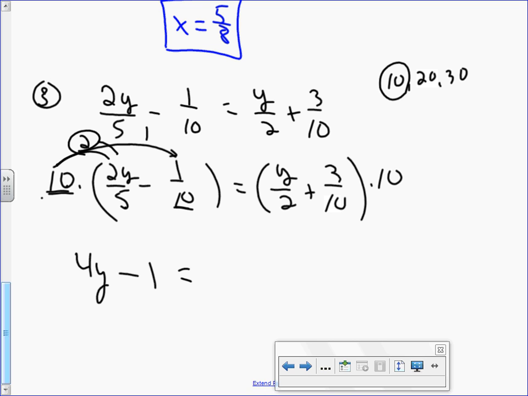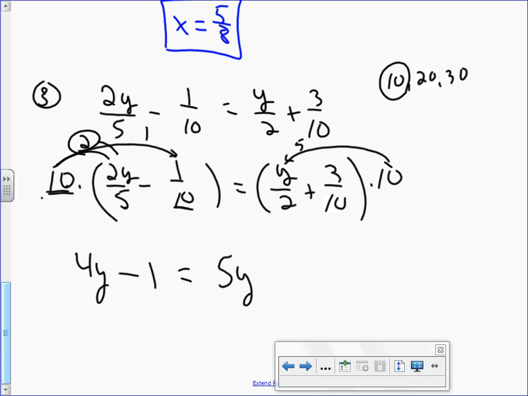Yes? Okay, on the right side, you're going to take this 10 over here. It's going to cancel with the 2, and when it cancels with the 2, what are you going to get? 5. Does everybody see that? I'm going to drop that little 5 down there. 5 times y is 5y.